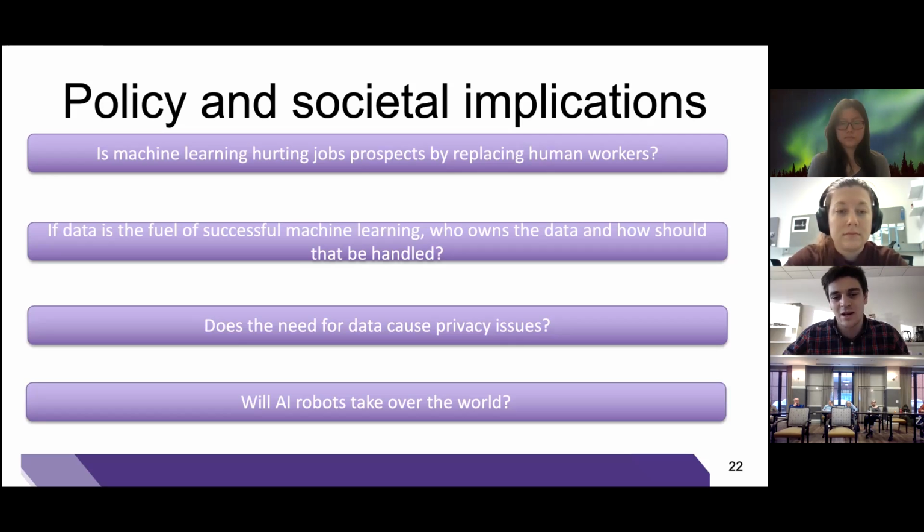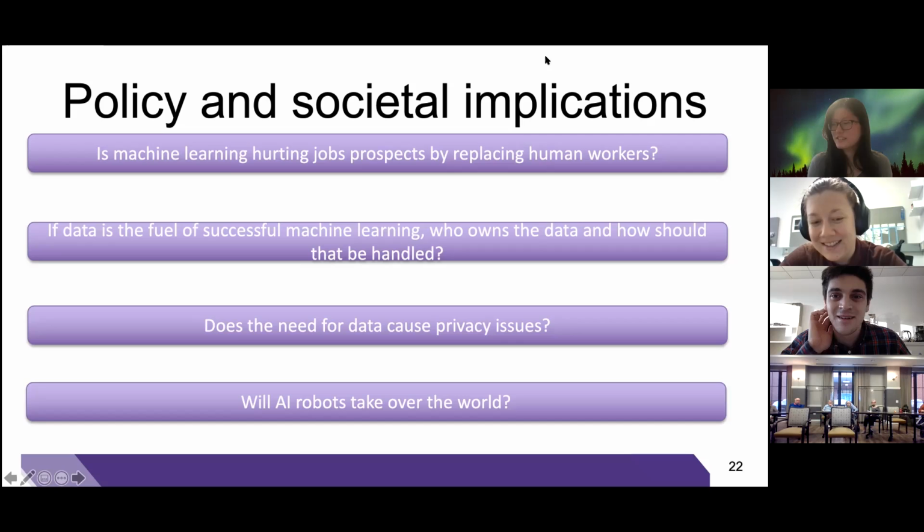And the last one's just kind of a silly point. Are artificial intelligent robots going to take over the world? And I don't think so. I think that's still a sci-fi issue. I don't think that any of these machines are smart enough to decide to go out and train themselves in world domination.